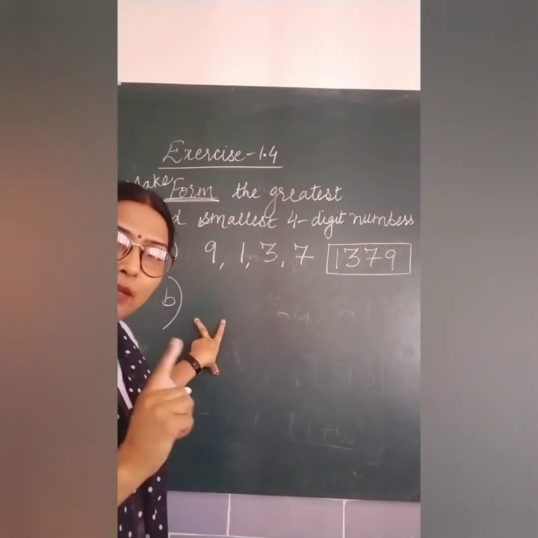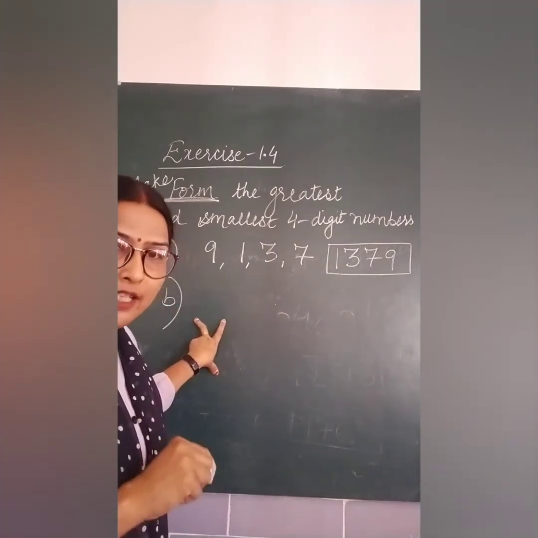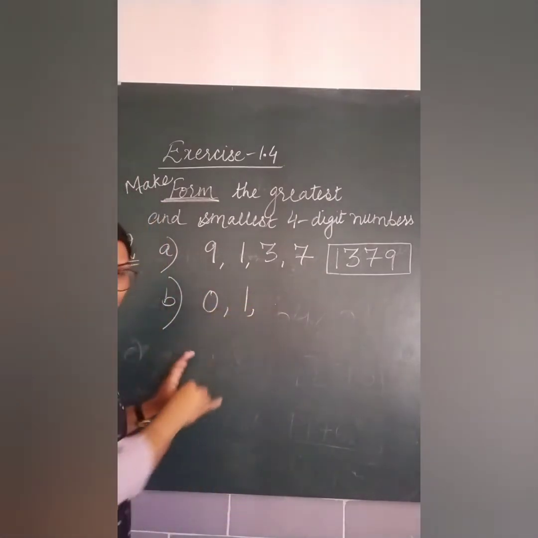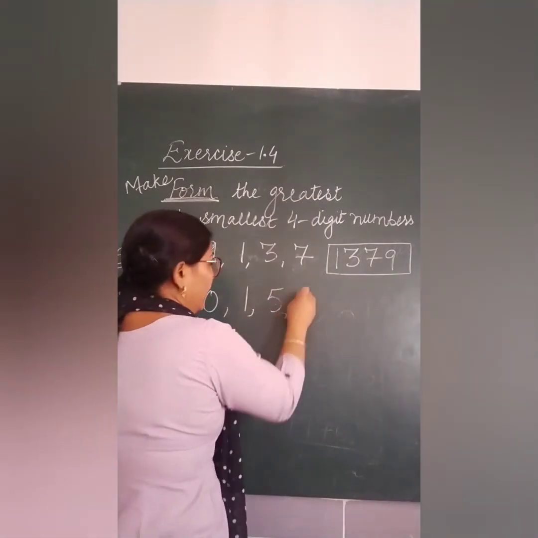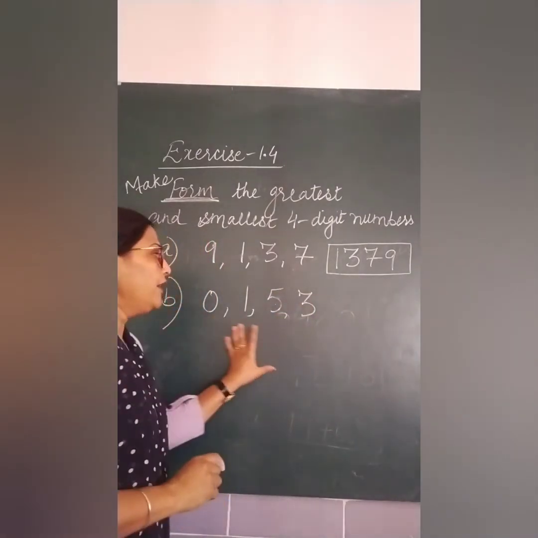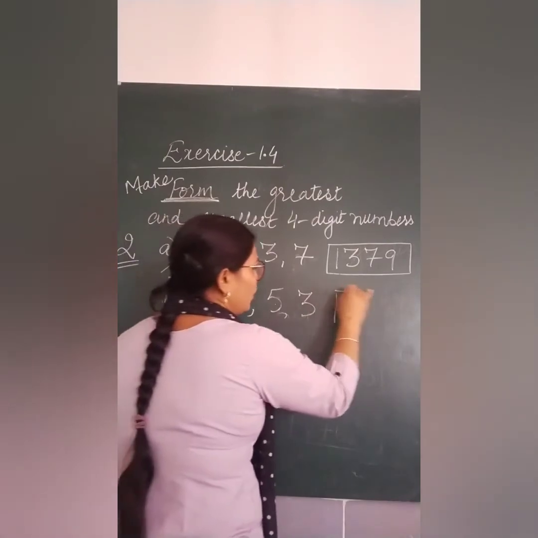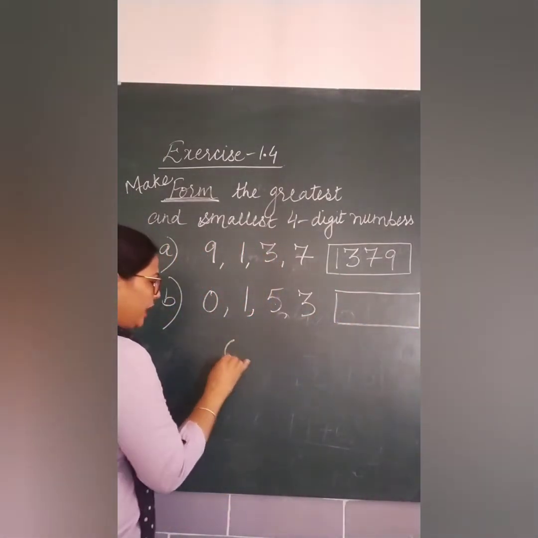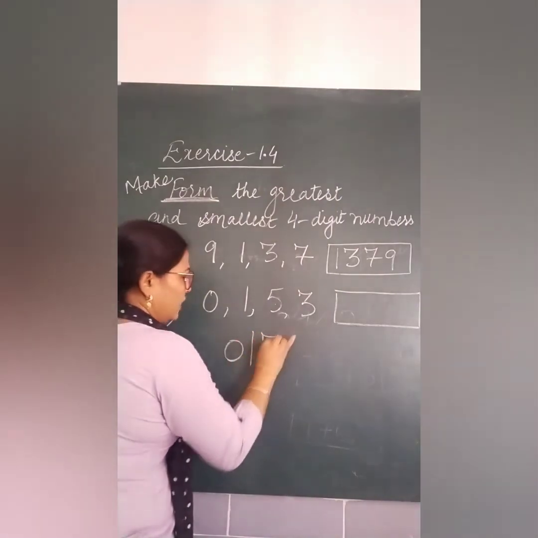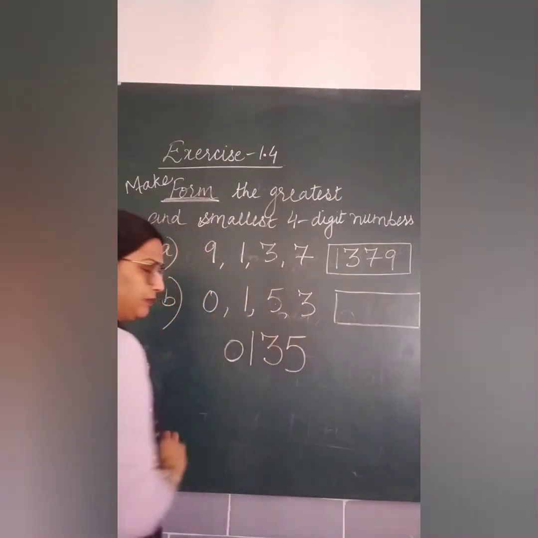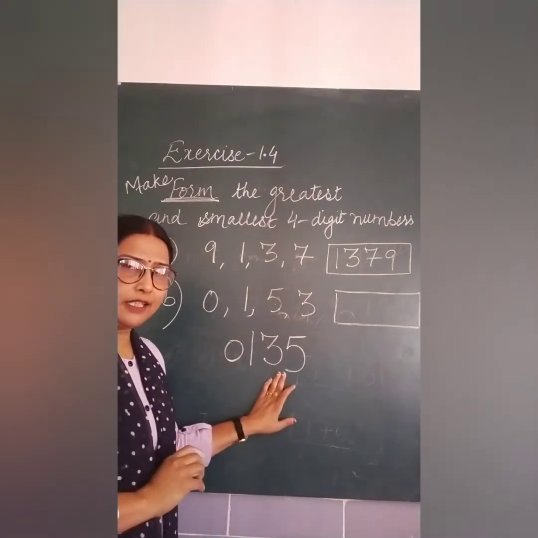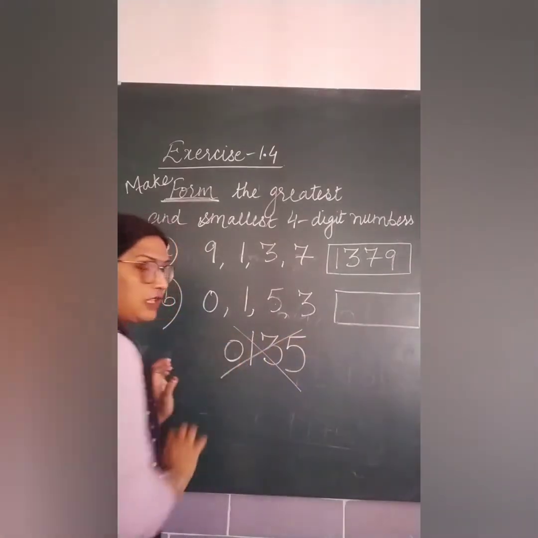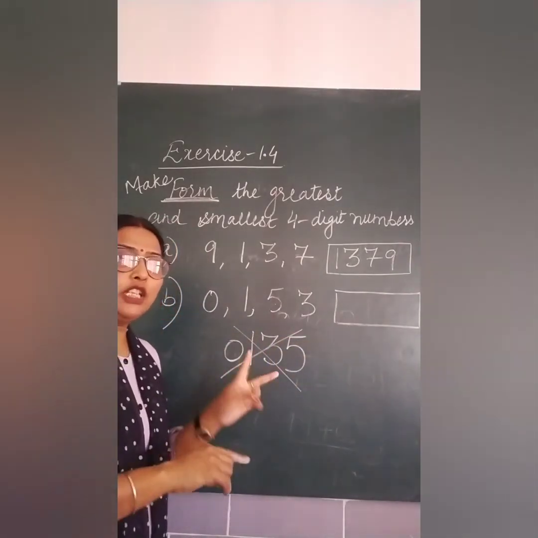Now I am going to tell you B part. Do the B part very carefully. There is one new point in this sum. The digits are 0, 1, 5 and 3. Now we have to arrange these in which order? Increasing order. For increasing order, firstly we will write 0, then 1, then 3, then 5. We will write like this in the increasing order, but this is wrong.